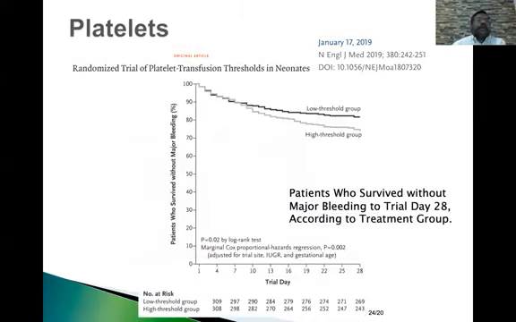Coming to this graph, which showed patients who survived without major bleeding to trial day 28 according to treatment group. If you look at the chart in the first 6 to 7 days, there is hardly any difference between the low threshold group and the high threshold group, but it widens as the days go by, and there's a significant difference at day 28. In the low threshold group there are fewer deaths, and in the high threshold group there are more deaths.